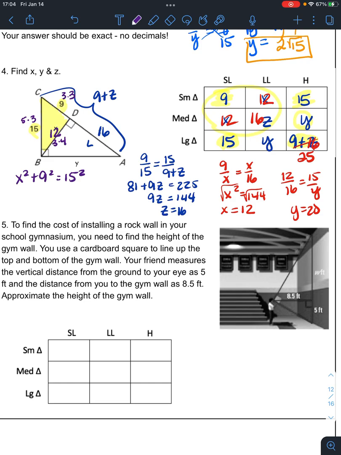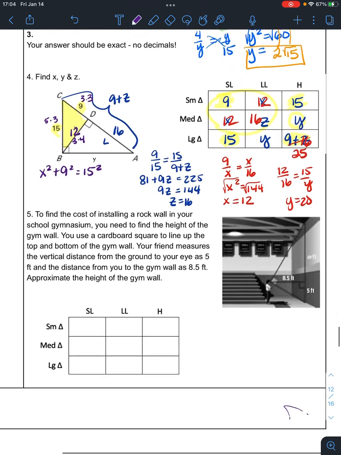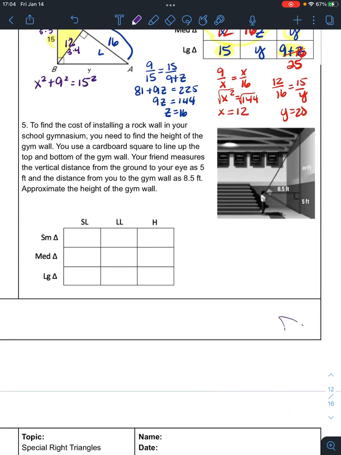So you could have found x using Pythagorean theorem, and then you could have worked your way around. Now, after you found other pieces, you could have also used the Pythagorean theorem to find some of those too. So don't forget, Pythagorean theorem is always an option when you are dealing with right triangles.